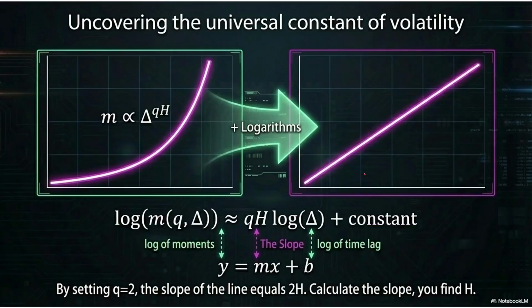So to uncover this Hurst exponent from that power law, we use logarithms, applying logs to both sides. The power law turns into a simple linear equation. So this log is equal to this log, which is slope plus a constant. This is exactly like the equation of a straight line that we know, where the log of the moments is on the y-axis and the log of the time is on the x-axis, and the slope is qh. By setting q equal to 2, looking at the variance of the increments, the slope of the line equals 2h, allowing us to easily calculate h.